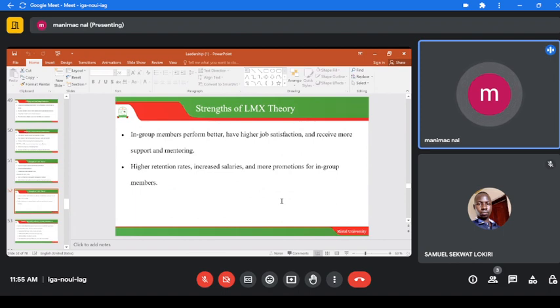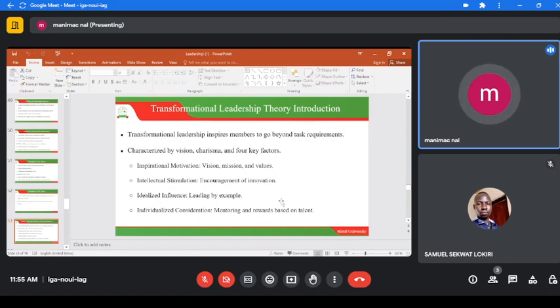Further still, the in-group members perform better, have higher job satisfaction, and receive more support and even mentoring from the leader. However, it is vice versa with the out-group. They also have higher retention rates, increased salaries, and more promotions for the in-group members, which is not the same case with the out-group.